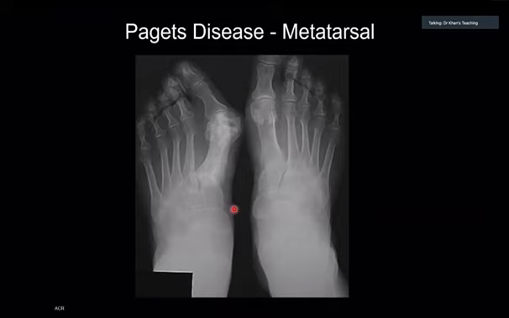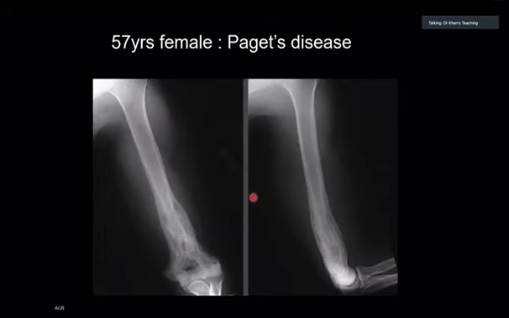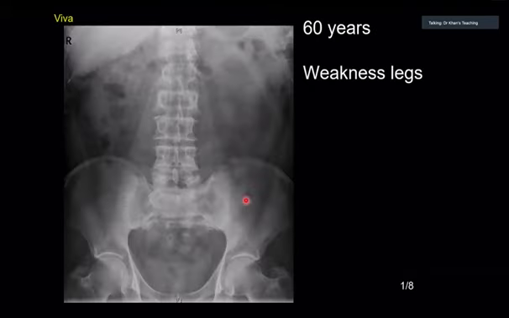Examples of Paget's disease. Paget's disease can also happen in the metatarsals, but again, you see it goes till the subchondral portion of the bone. Another good example: there is thickening of the bone, enlargement of the bone, and it goes till the subarticular portion of the humerus.